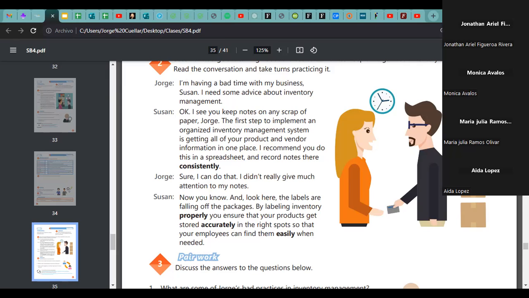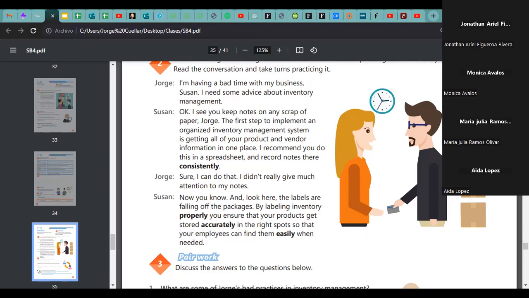Okay. I am Jorge. I am having a bad time with my business. Susan, I need some advice about inventory management. Okay, I see you keep notes on any scrap of paper. Jorge, the first step to implement an organized inventory management system is getting all of your product and vendor information in one place. I recommend you do this in a spreadsheet and record notes there consistently.